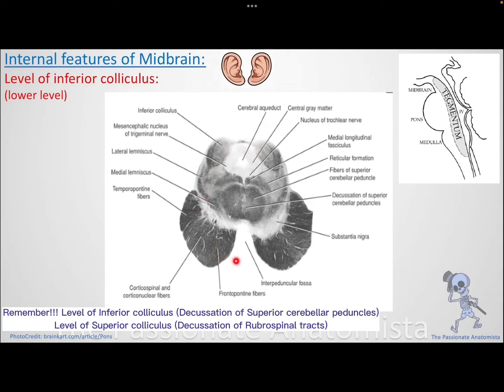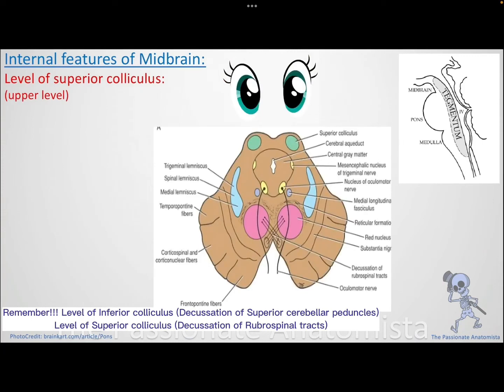What was the question? Yeah. What kind of crossing will you find? It's the crossing of the superior cerebellar peduncle. Okay, what else do we have? We have the other level, which is the superior colliculus level.